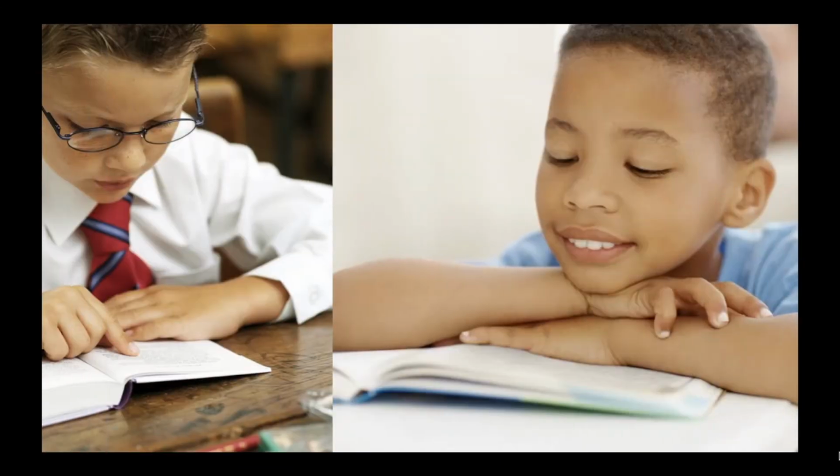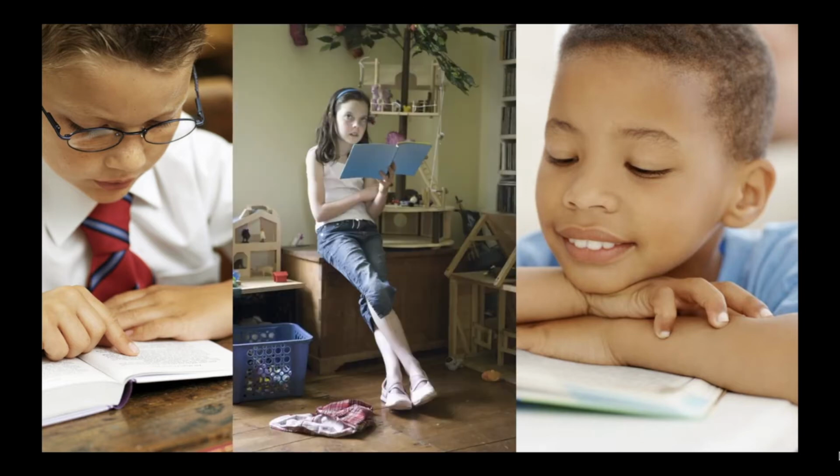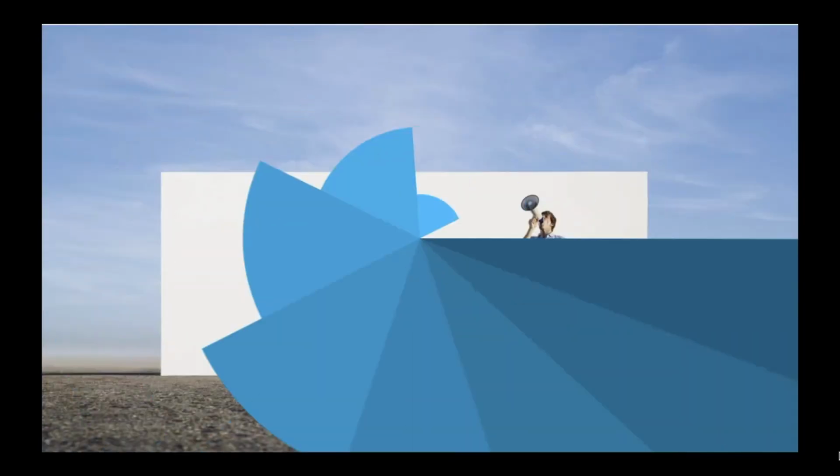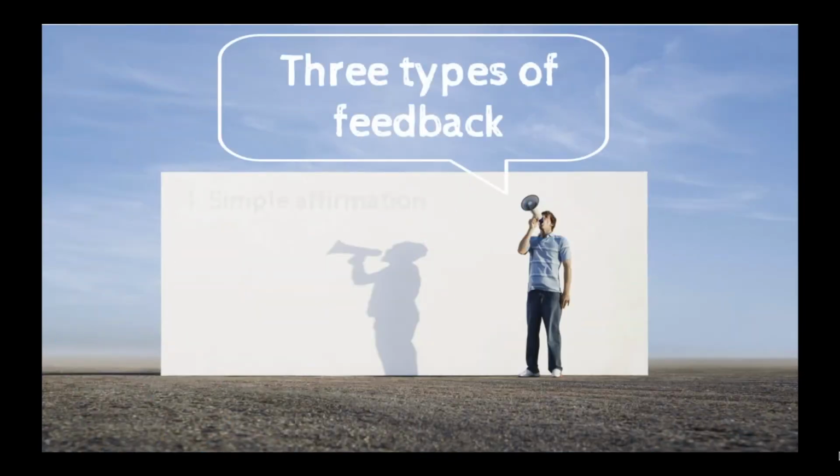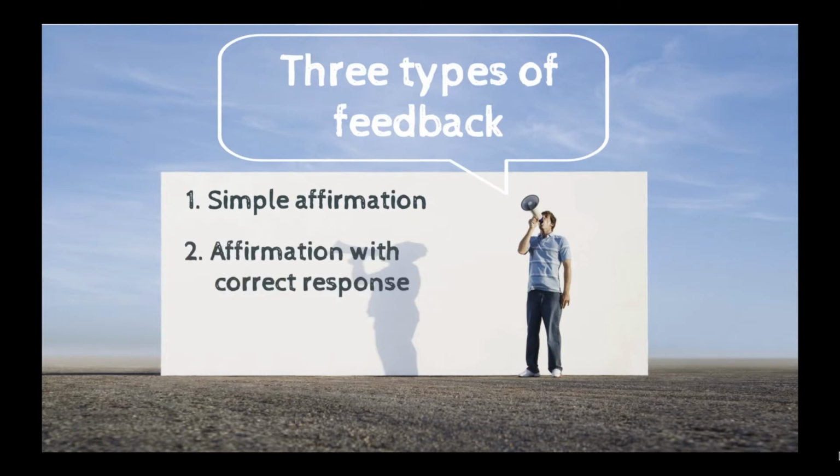The same thing applies to teachers. Instead of skipping over an error or stopping to reteach, we miss important chances to support our students. Luckily, feedback does not need to be complicated or long. Here are 3 easy and effective ways to be more intentional about giving feedback: simple affirmation, affirmation with a correct response, and correct response and reteach.